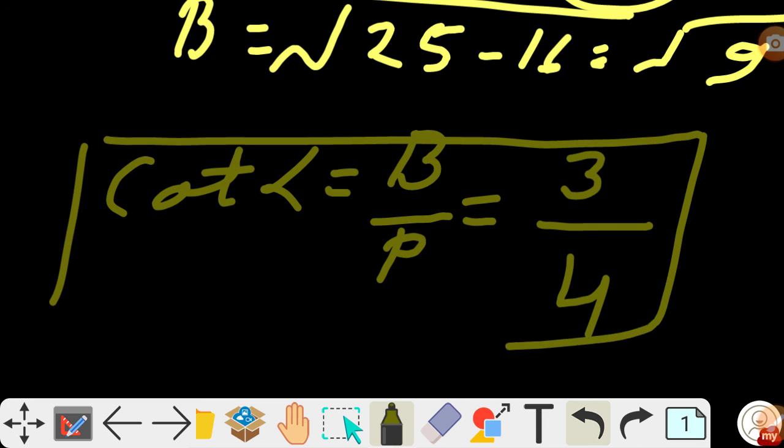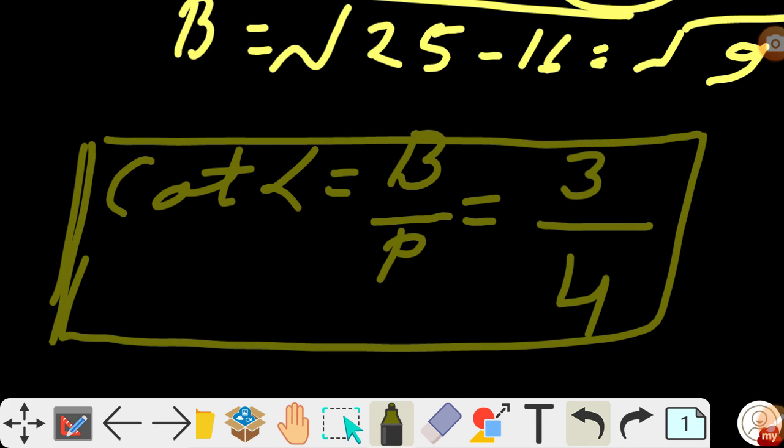So this is the answer of the given equation.